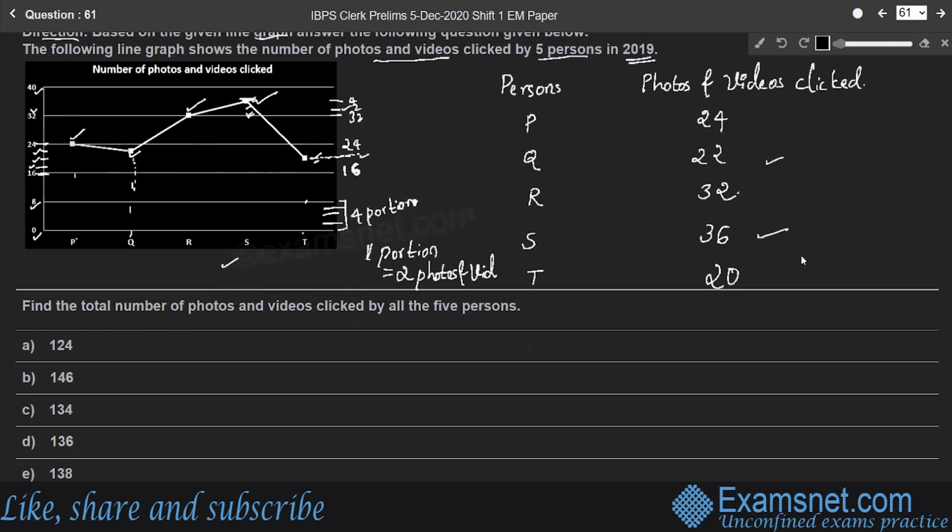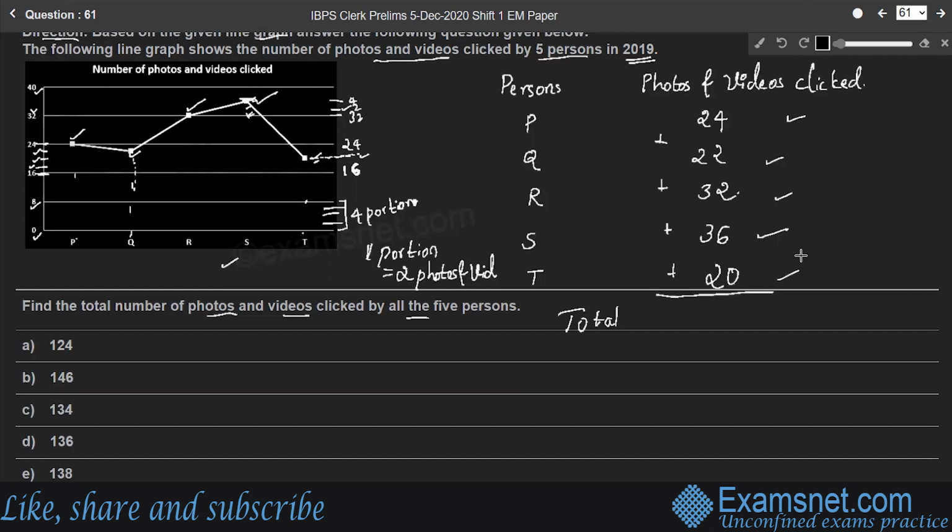Question number 61. Find the total number of photos and videos clicked by all 5 persons. So we have to add all these numbers, all photos and videos. Here the total is 24 plus 22 plus 32 plus 36 plus 20.